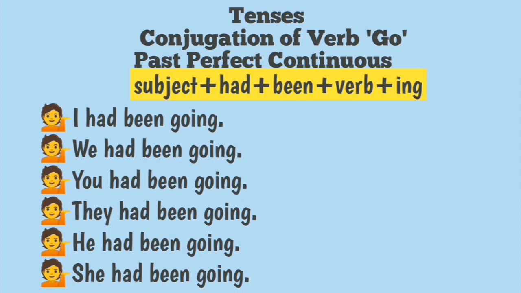Past perfect continuous tense. Sentence construction: subject plus had plus been plus verb plus ing. Examples: I had been going, we had been going, you had been going, they had been going, he had been going, she had been going.